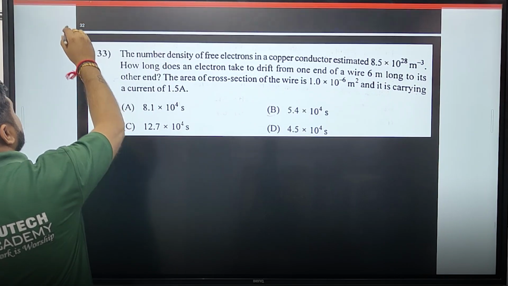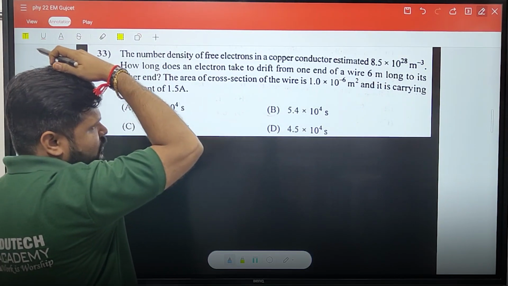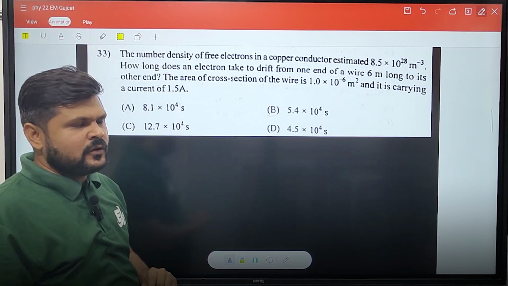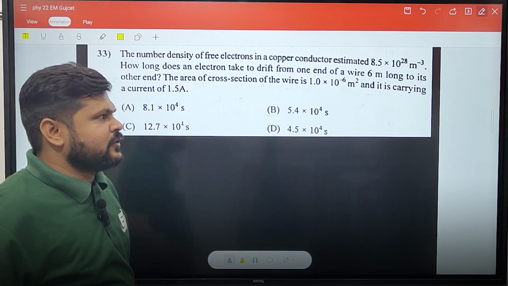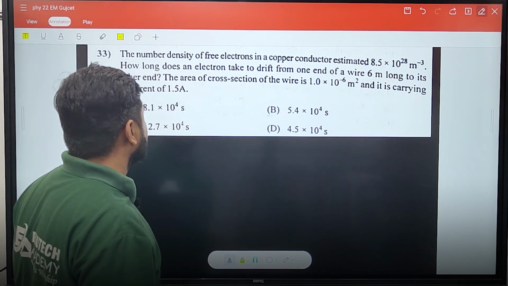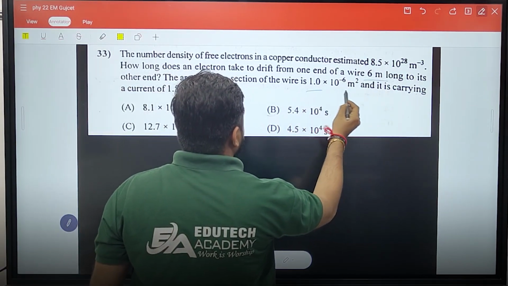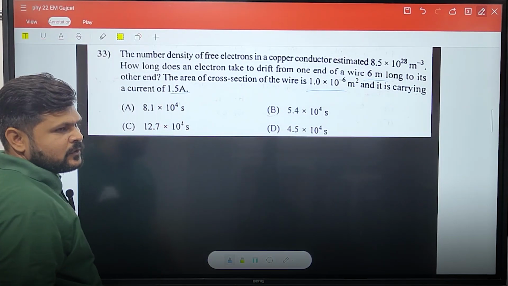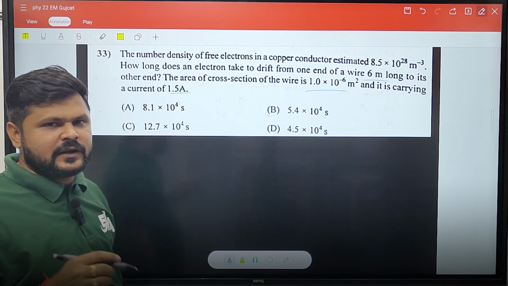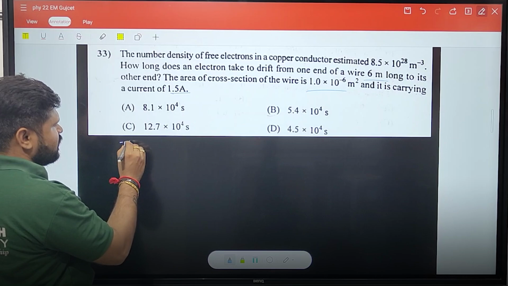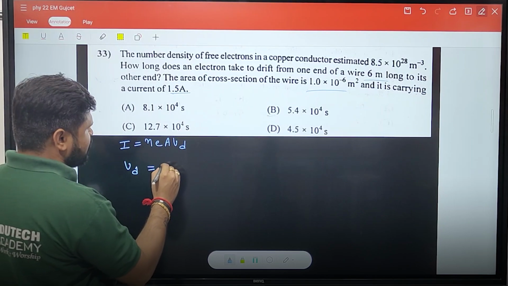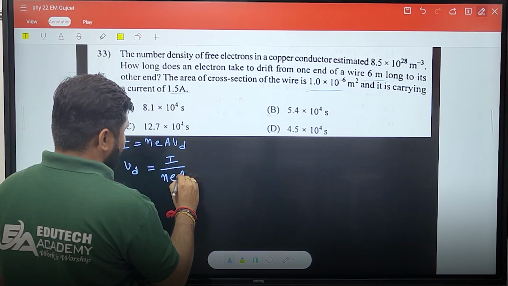This is a direct textbook MCQ, exercise MCQ of the third chapter. We are asked to find out the time taken by an electron to reach from one end to another end of a conductor, in which we are given the number density of free electrons. Also we are given its length, its area and current. So to find that time, first we will find drift velocity, and to find drift velocity, we will use the relation between current and drift velocity, that is I equals N E A Vd. So first find the drift velocity Vd, that is I upon NEA.